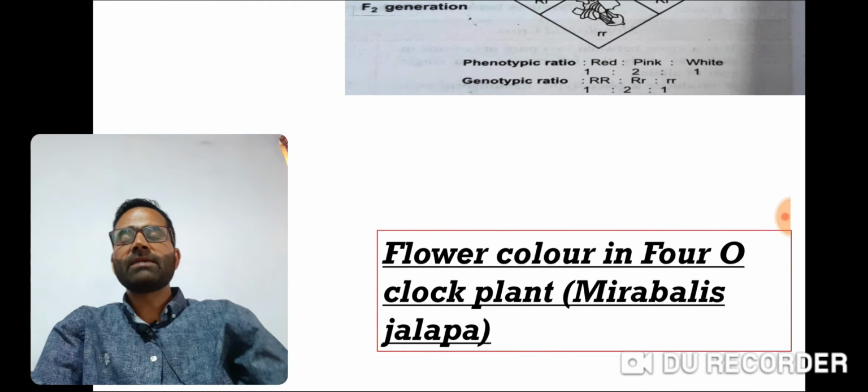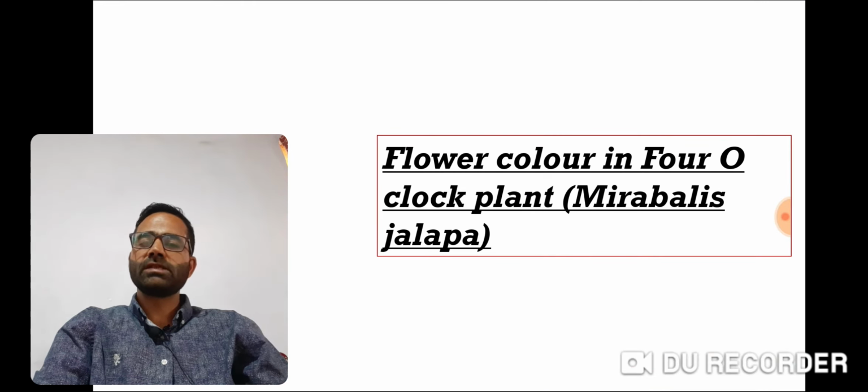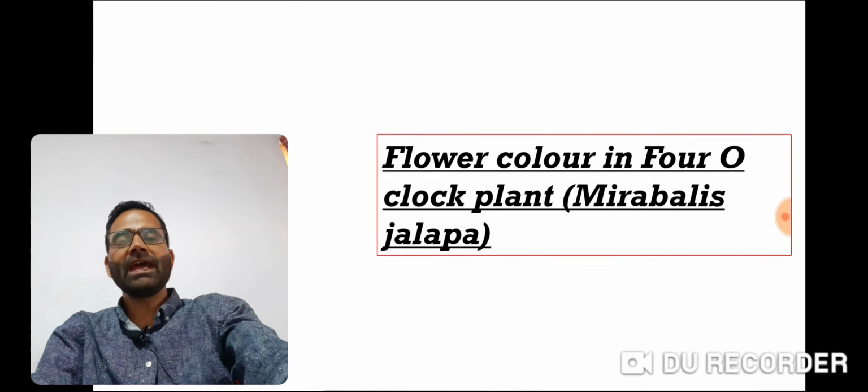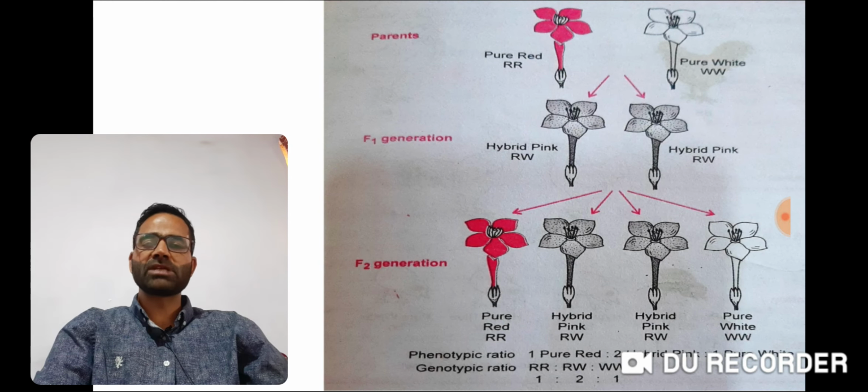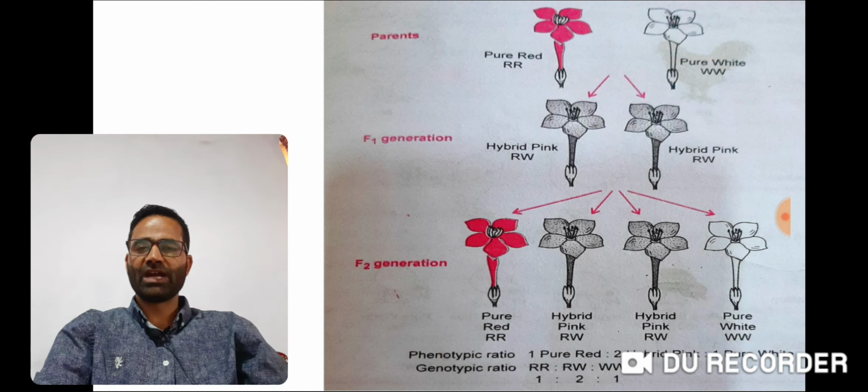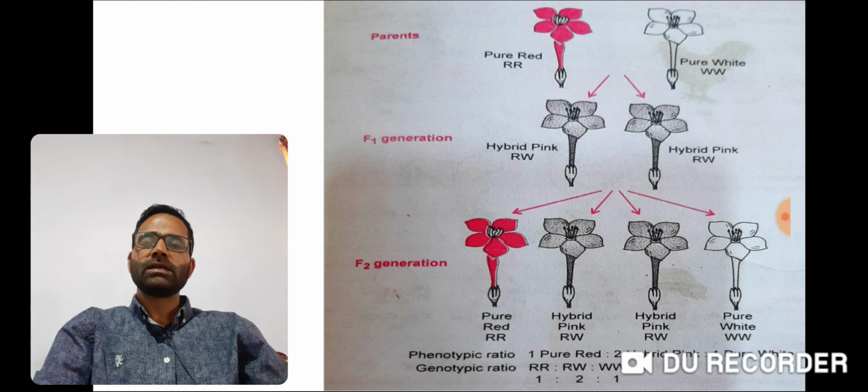Another example of this incomplete dominance is the flower color in the four o'clock plant, that is Mirabilis jalapa. Here again, in the same way as in the snapdragon, there are two types of plants in the pure form which act as the parent generation, having red flowers and white flowers, and they produce pink colored plants in the F1 generation.